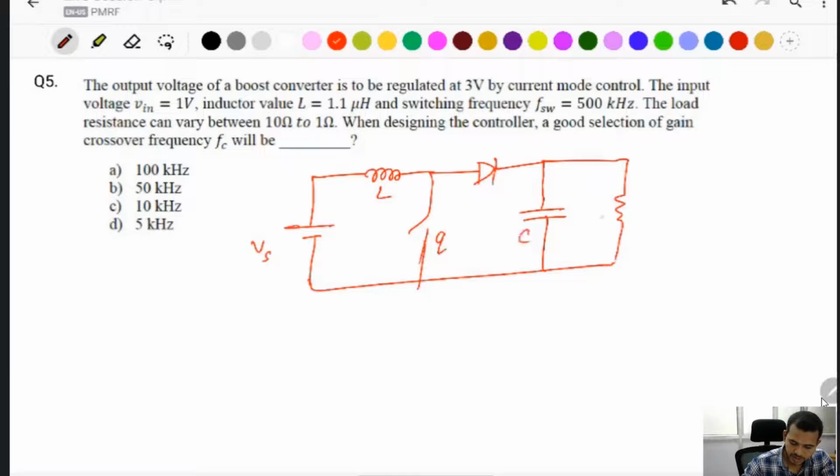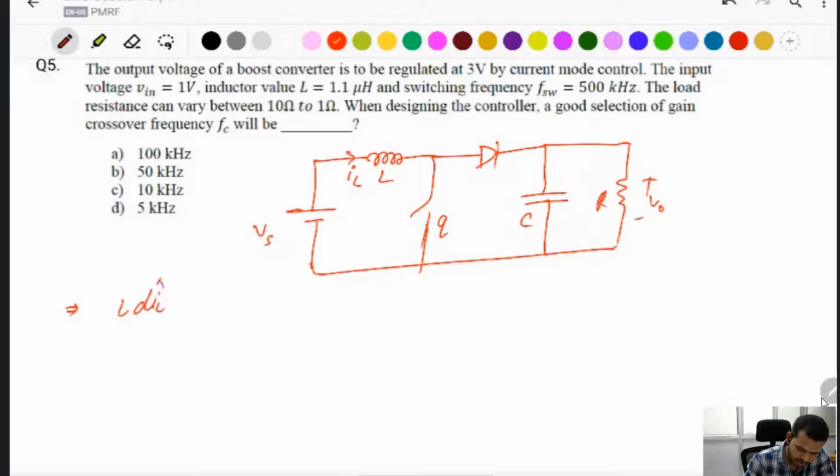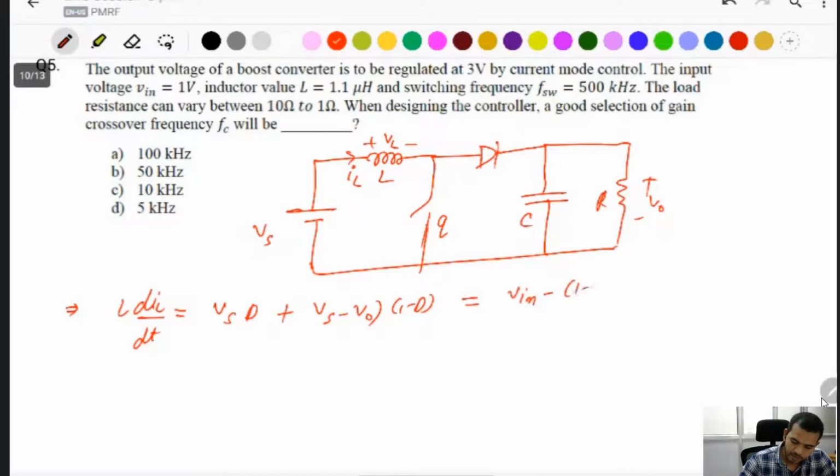So there are two switches, C, R, and this V naught, I M. First of all, I write the average inductor current, average inductor voltage and average capacitor current. After that, take a perturbation. First, the average inductor voltage: when the switch is on, the inductor voltage is Vs into D, plus when the switch is off, we find Vs minus V naught into 1 minus D. That means Vin minus (1 minus D) V naught.